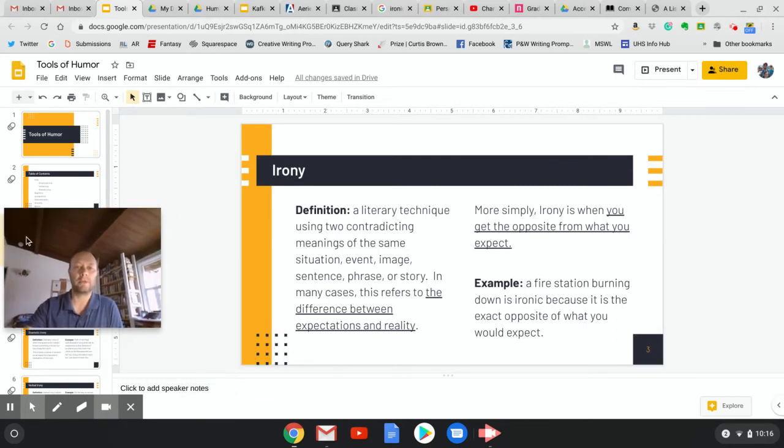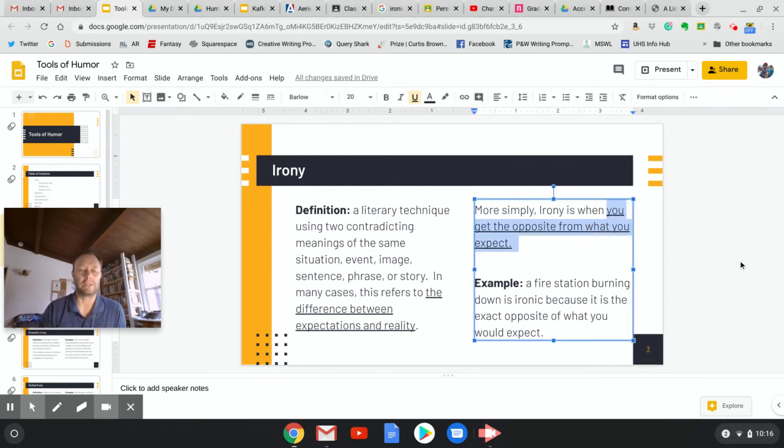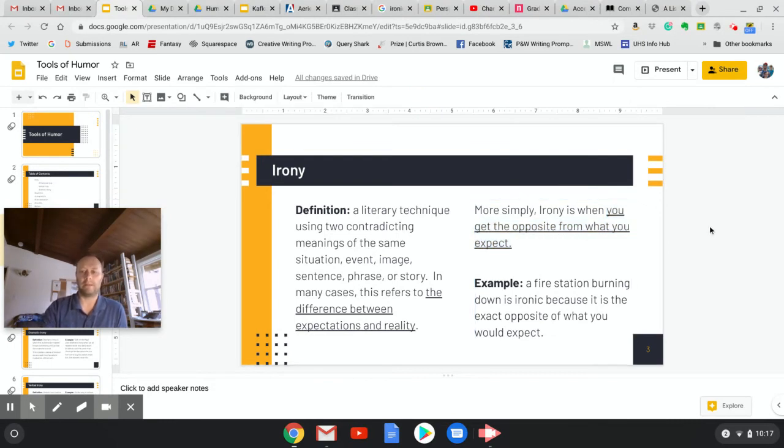All right. First of all, a definition of irony is just a literary technique using two contradicting meanings of the same situation, event, image, sentence, phrase, or story. In essence, irony is always about a difference between what you expect and what you get, right? So probably the best definition for you is right over here where it says you get the opposite from what you expect. So an example would be a fire station burning down. That would be ironic because it's the last place you would think of as burning. The whole point of a fire station is to stop things from burning. All right. Okay, simple.